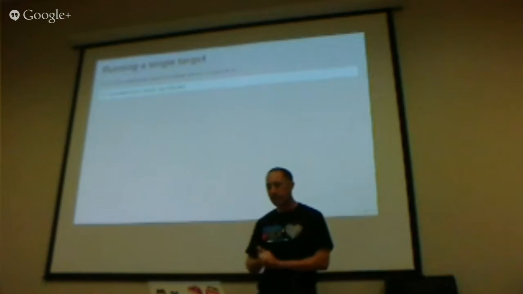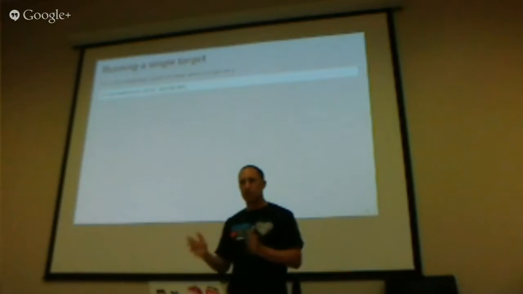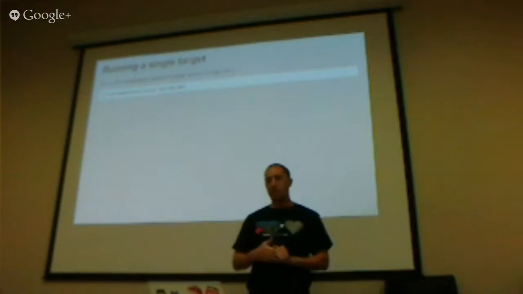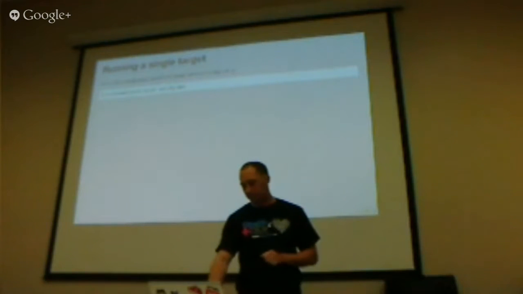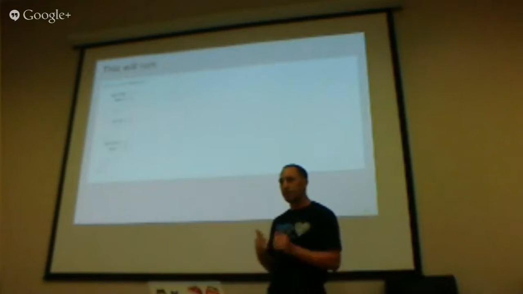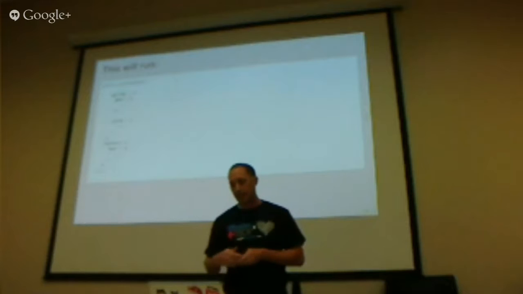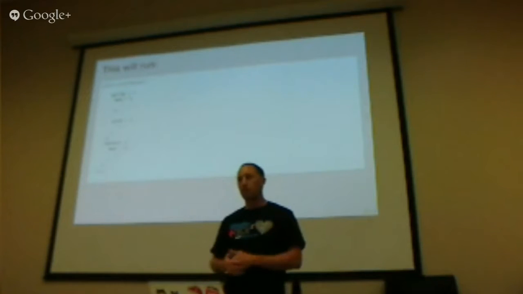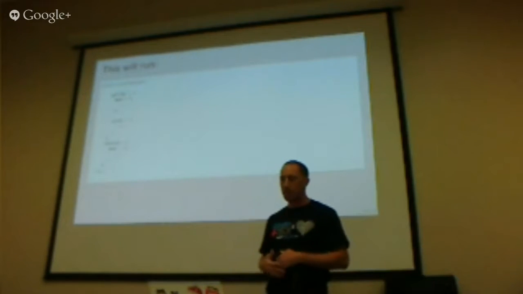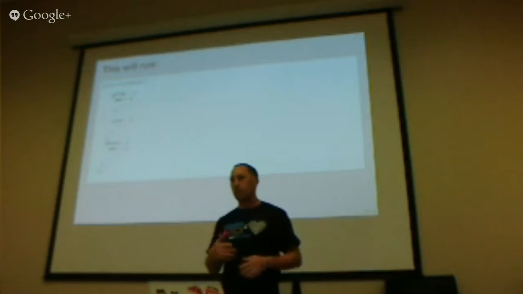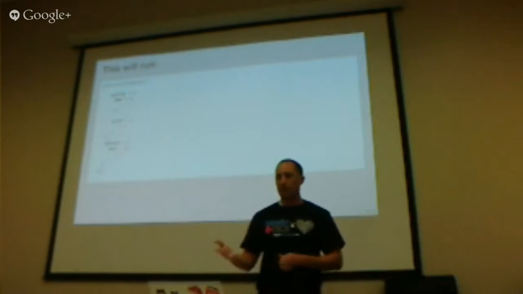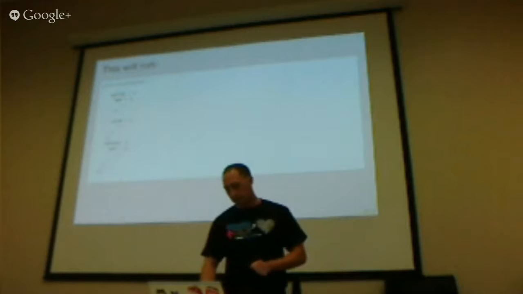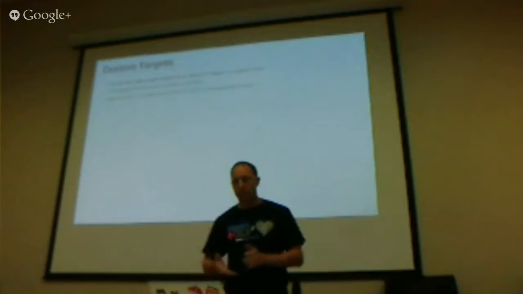The last way is to run a single target for a single task. To do this, we would do grunt uglify colon dev. That's only going to run our dev target of our uglify task. This is really helpful when you're trying to run different tasks for different environments. If you want to combine and minify only for your production environment, you can target it with the grunt command and a task target.